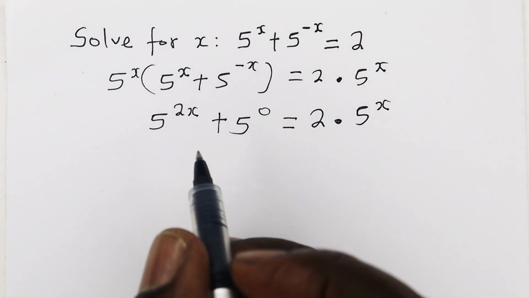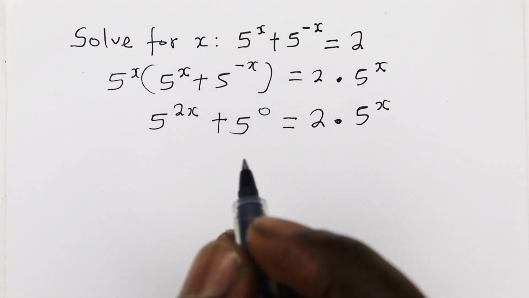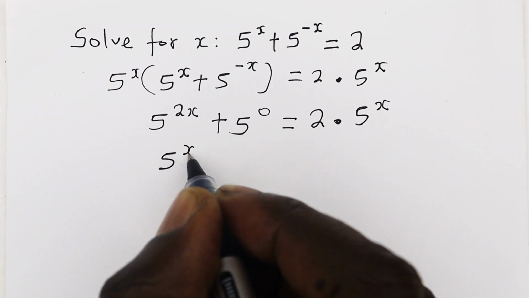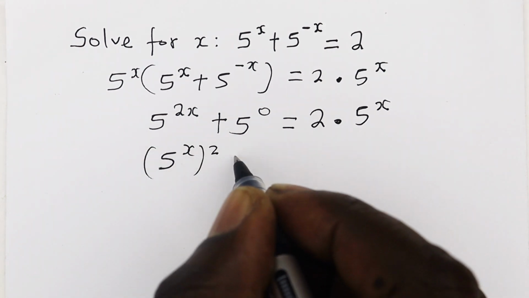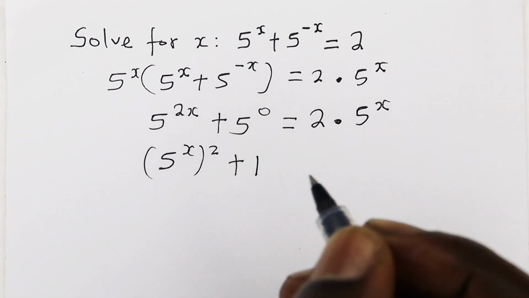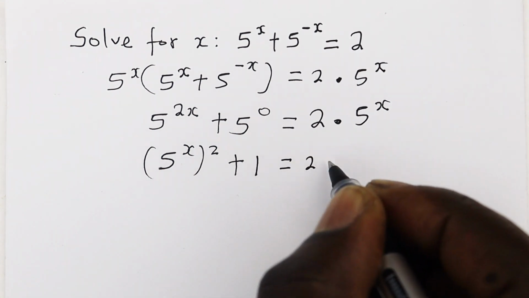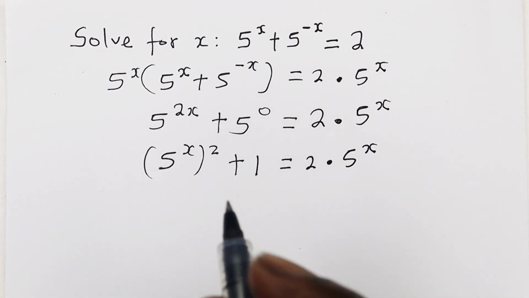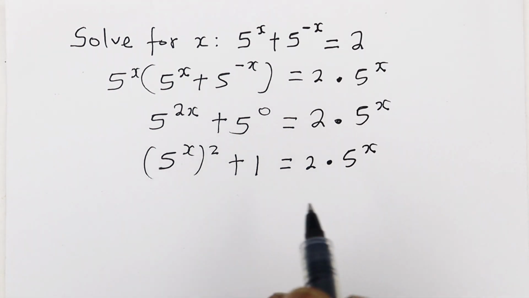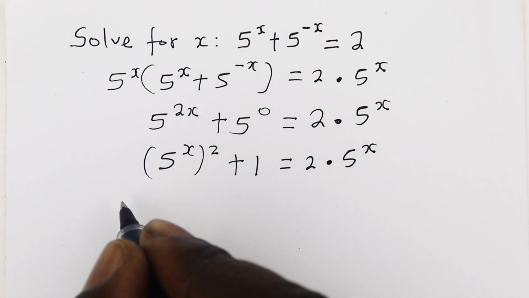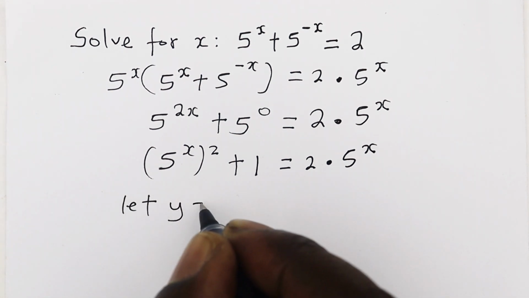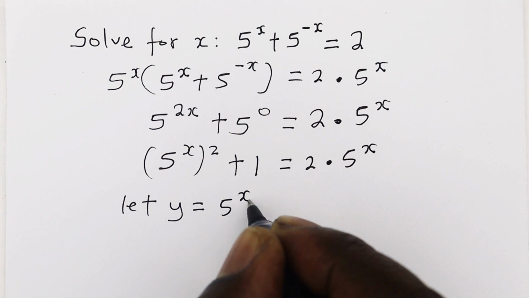So now you just restructure this side of the equation so that you have (5^x)^2 plus 5^0, which is the same as 1, and that's equal to 2 times 5^x. So at this stage, you can let 5^x, which is common on both sides, be represented by another letter. So you can say let y be equal to 5^x.